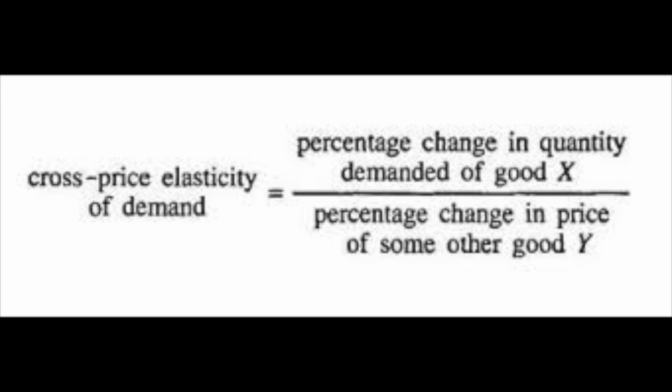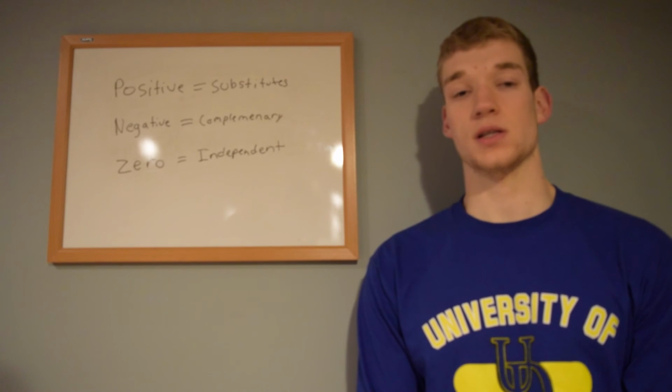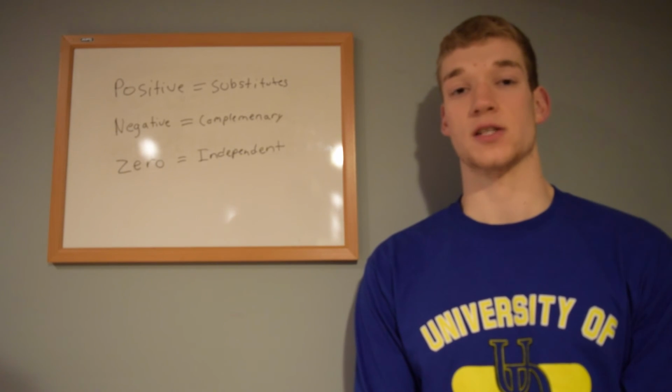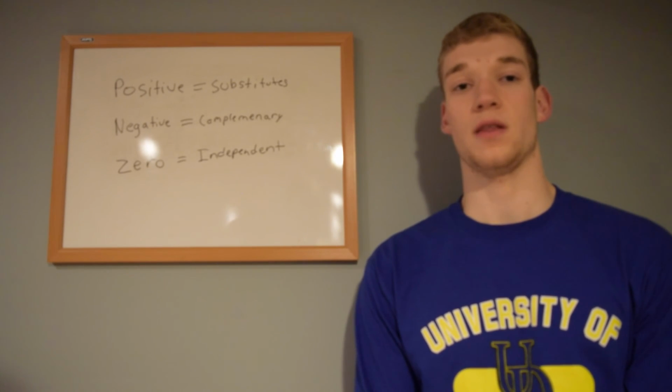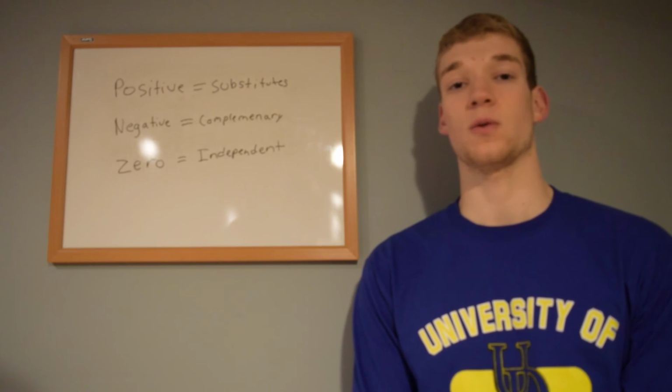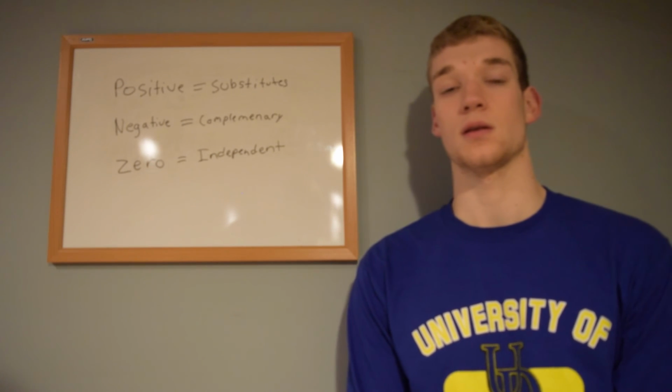The cross-elasticity of demand measures how sensitive consumer purchases of one product are to a change in the price of some other product. The formula for the cross-elasticity of demand is the percentage change in quantity demanded of product X over the percentage change in the price of product Y. If the cross-elasticity of demand is positive, they are substitute goods. If it is negative, they are complementary goods. And if it is equal to 0, they are independent goods.